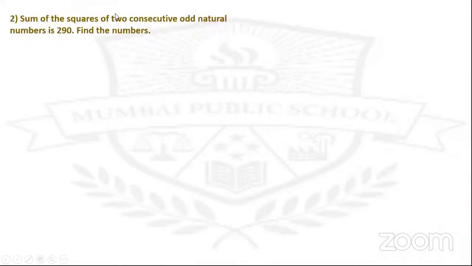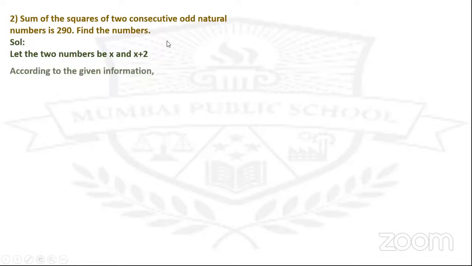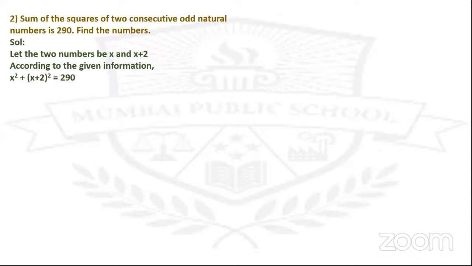Now check next. The sum of the squares of two consecutive odd natural numbers is 290. Find the numbers. Check here. Consecutive odd natural numbers. If you are assuming one number to be x, the other is going to be x plus 2. As you know, the difference between the two numbers is 2. Now, the sum of the squares, so take the squares: x square plus (x plus 2) the whole square equals 290. So you'll get x square plus 4x plus 4 equals 290.